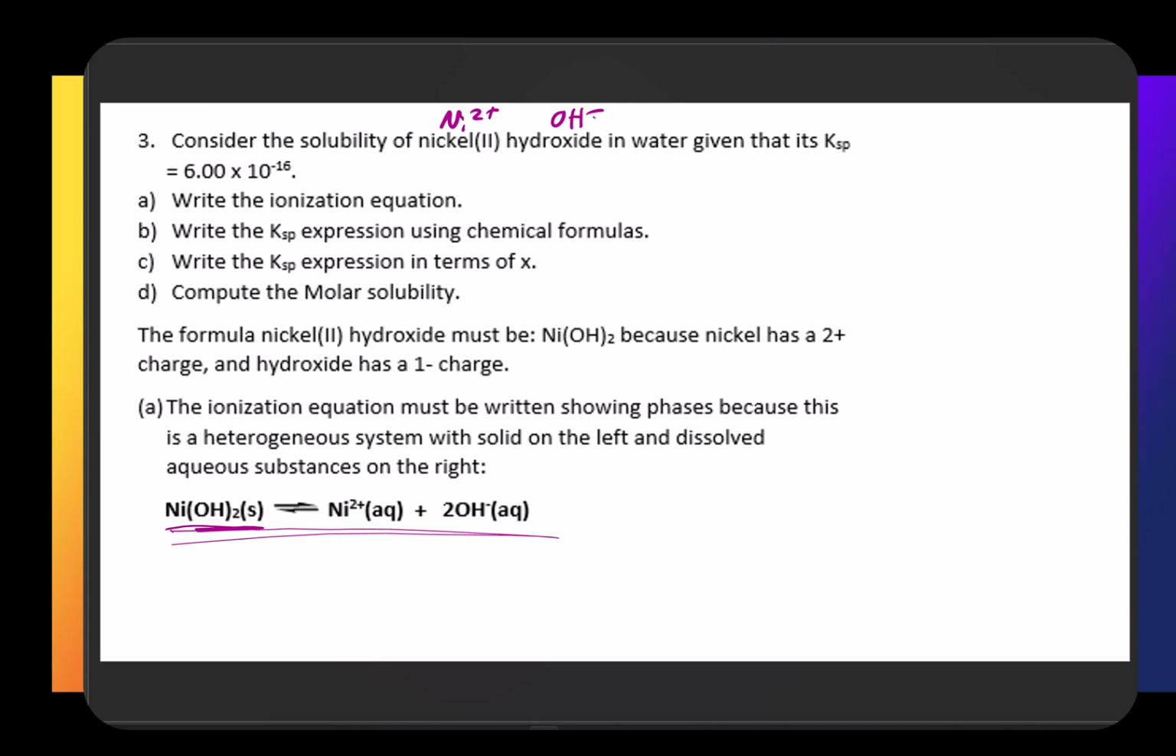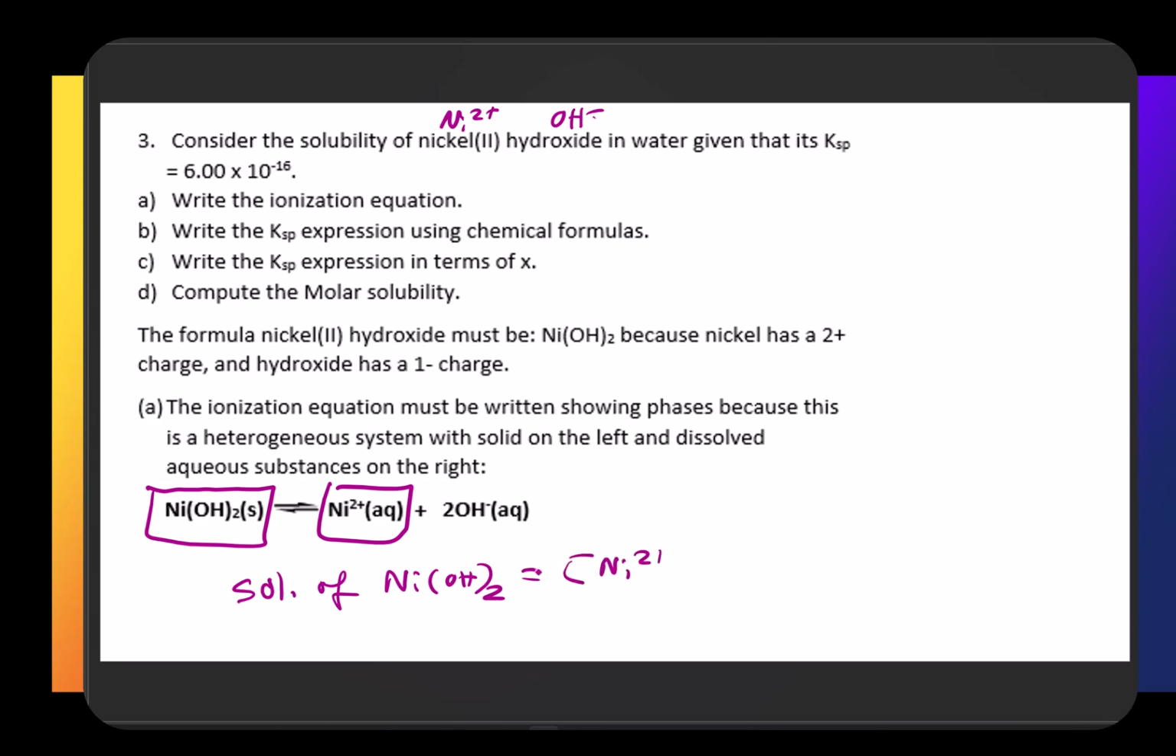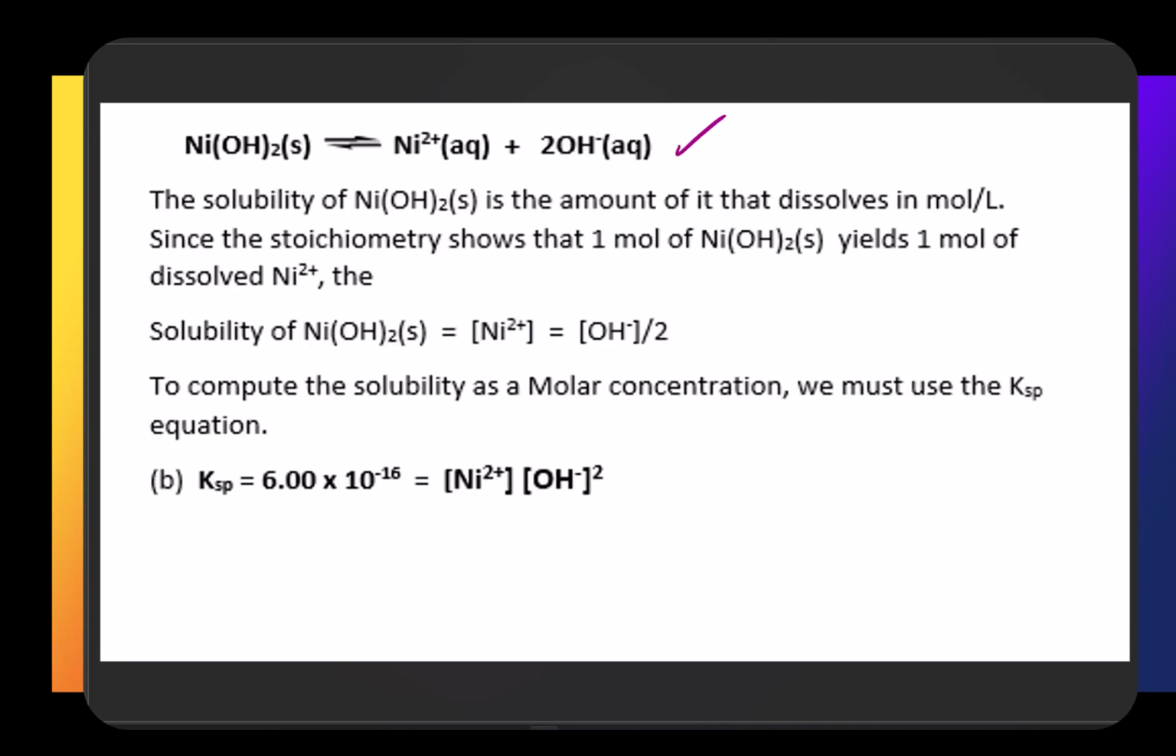In this particular case, the nickel ion is 1-to-1 with the reactant. So the solubility of our nickel(II) hydroxide is going to be equal to the measured concentration of nickel ion in solution, because they're 1-to-1, but not equal to the hydroxide because there's a 2 in front of the hydroxide. So given this equilibrium relationship, this would be the corresponding KSP. With the 2 in front of hydroxide, we have to square it.